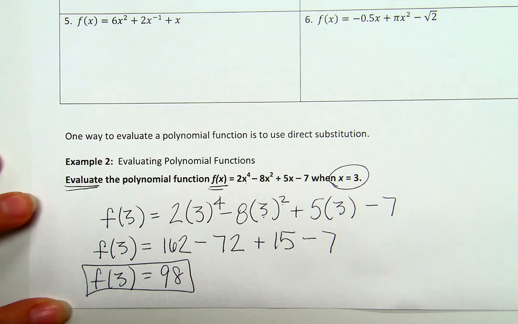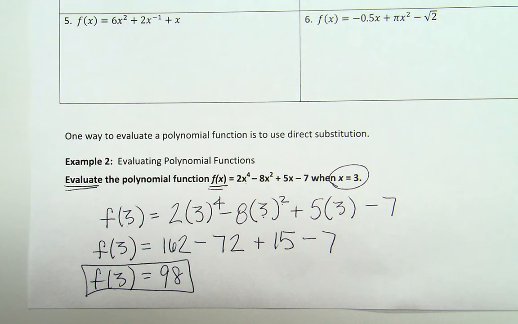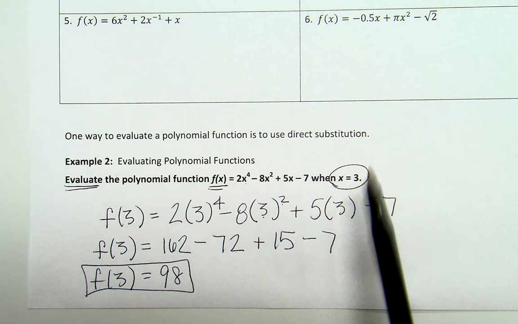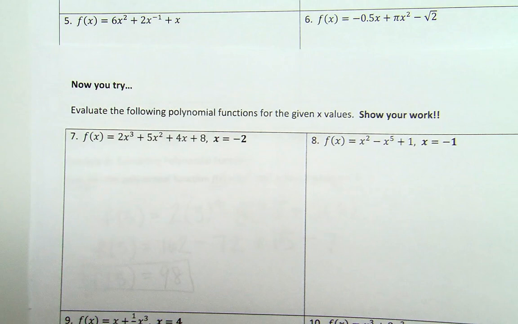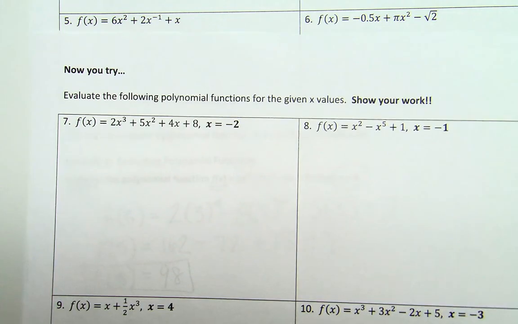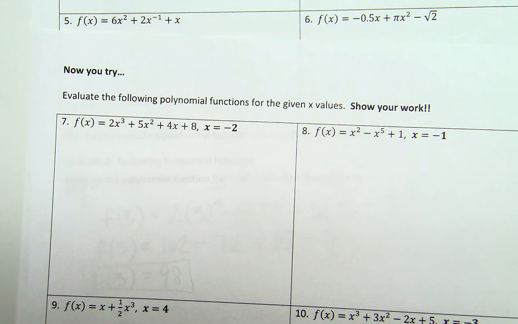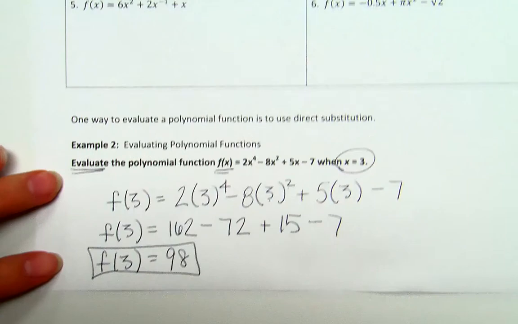So evaluating the polynomial is when you take that x value and you substitute it in and you solve for f of x. At this point, you have your now you tries. In your now you tries, you have 7 to 12. So at this point, f of 3 is equal to 98.